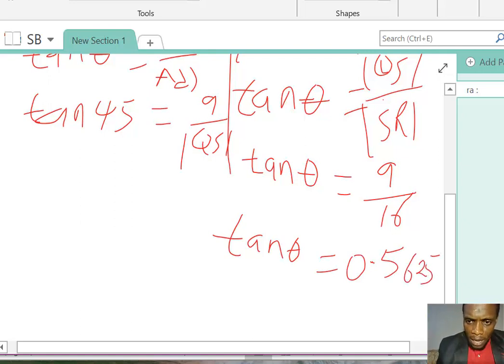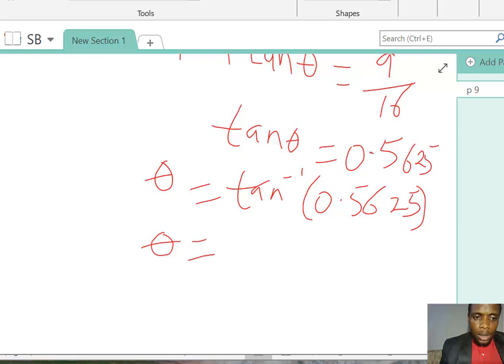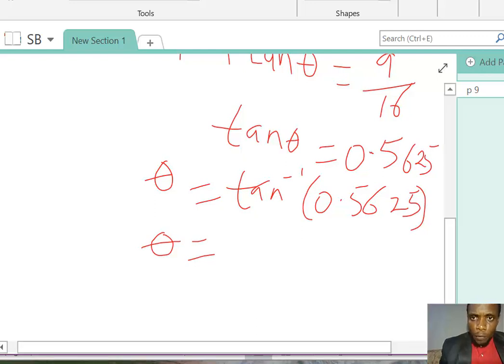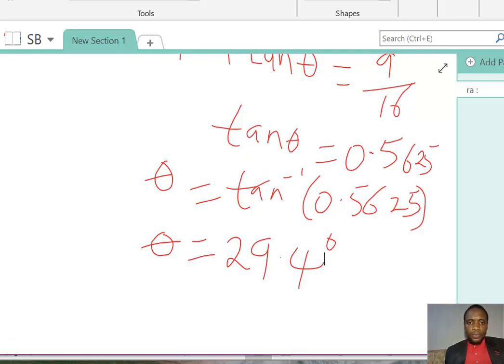If you find the inverse of tan, theta will be tan inverse of 0.5625. If you punch your calculator and find the inverse of that, theta will give us 29.4 degrees. To the nearest degree, it's going to be 29 degrees. So that is that. That is how we solve questions on trig ratio.